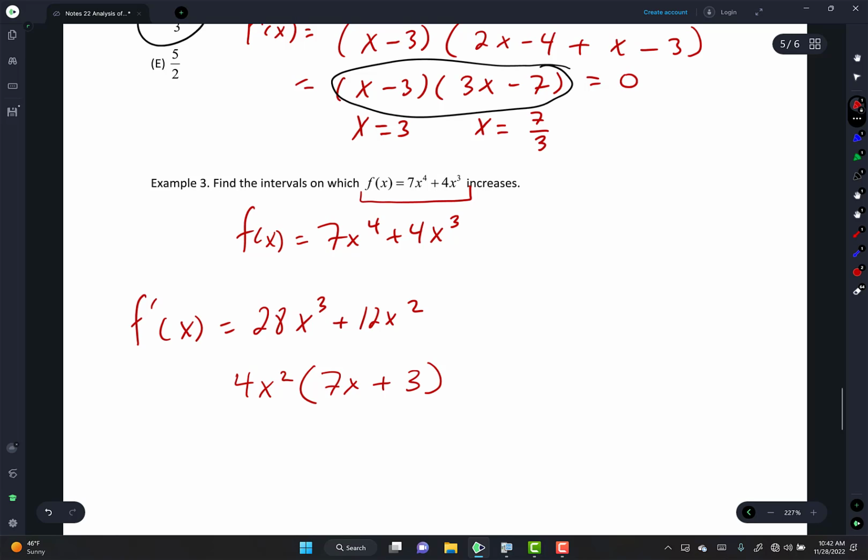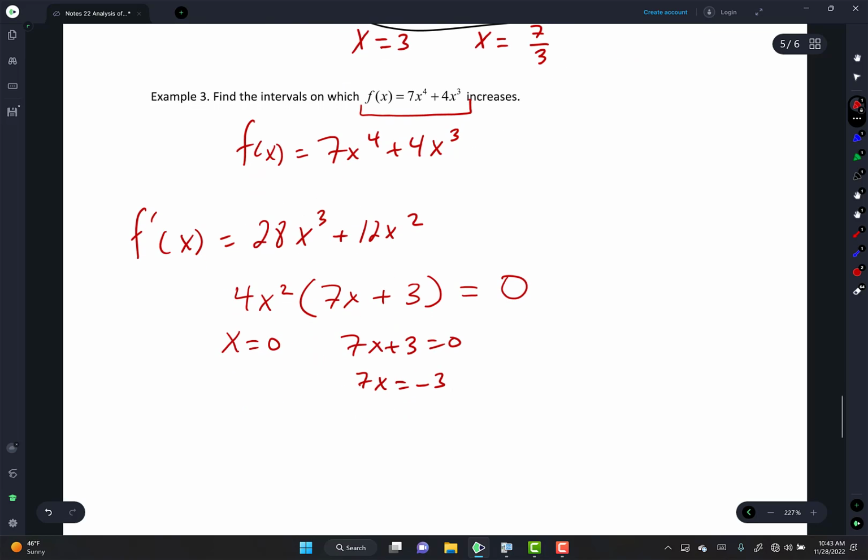I'm going to set it equal to 0 first so we can do a railroad track. So I have a double root at 0. And I have, let's see, 7x plus 3 equals 0. So 7x equals negative 3. So x equals negative 3/7.